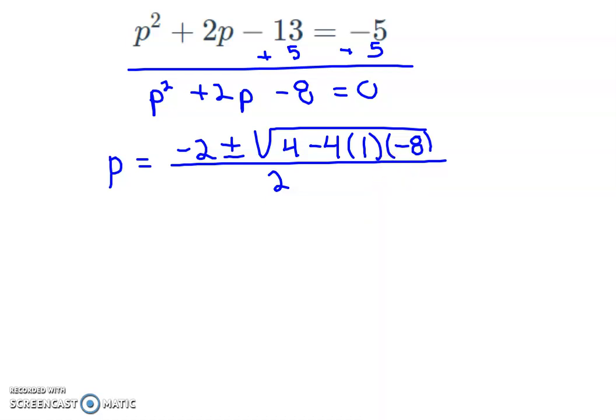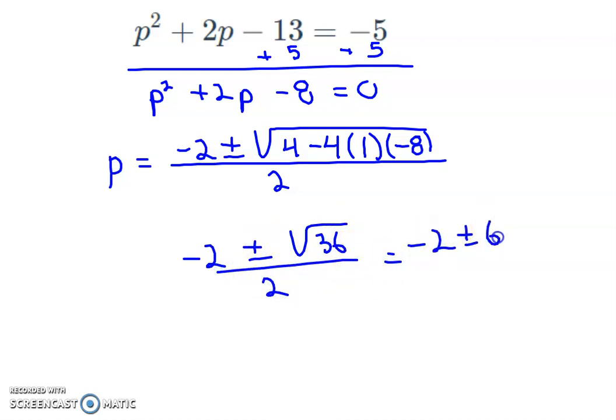This one was supposed to work out not quite as nicely. It's going to work out really easy, so let's crank it out here. That's going to be 36 in there over 2, negative 2 plus or minus 6 over 2. And so negative 2 plus 6 is 4. 4 over 2 is 2. Negative 2 minus 6 is negative 8 over 2 is negative 4. There's my answers.